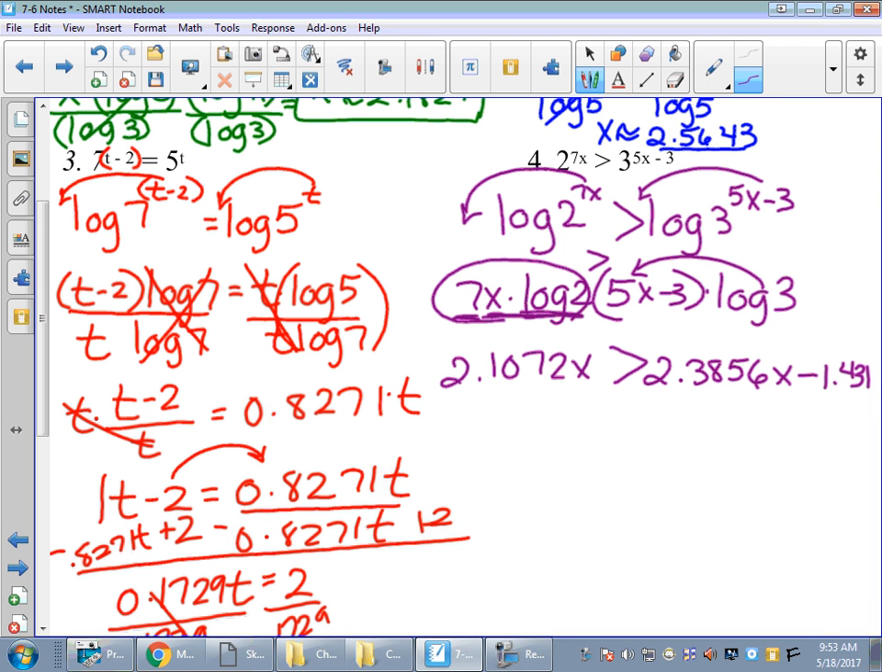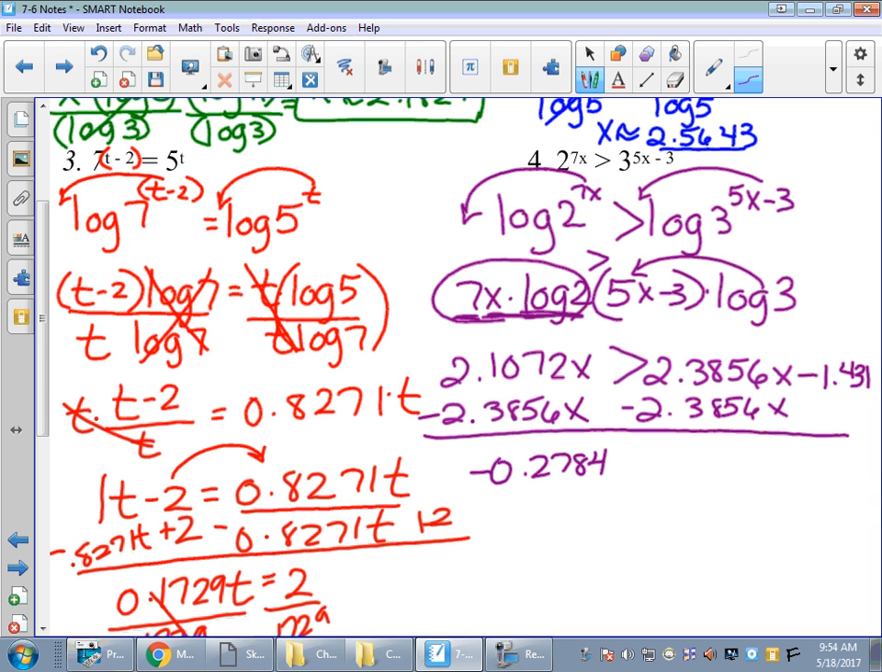So now that we have these ugly decimals, I'm going to bring the x over to the left-hand side. So I'm going to subtract this x from the one on the left-hand side. In inequalities, I like to put the variable on the left-hand side, so I don't even care if it's negative. So I'm going to type that in, and when I subtract 2.3856, I get a negative 0.2784 is greater than a negative 1.4314, and this is x.